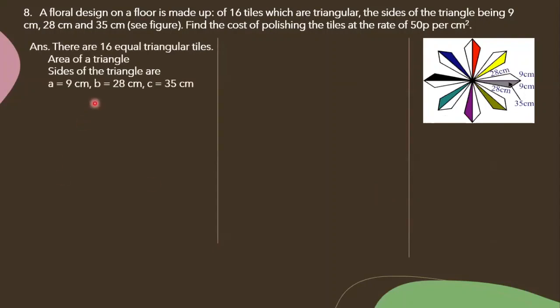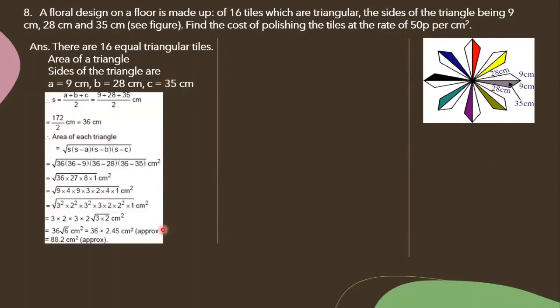Yes, ma'am. There are 16 equal triangular tiles. Area of one triangle. Here, one piece of triangle they'll take, only either yellow color or red color. Only one piece of triangle you take. That perimeter. So next, find semi-perimeter. What is semi-perimeter of that?